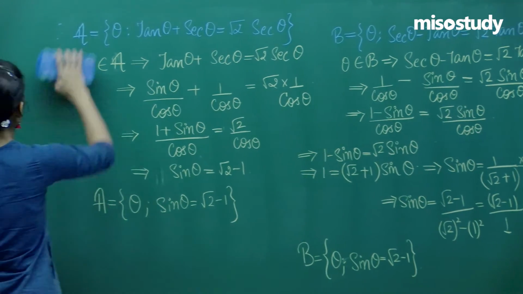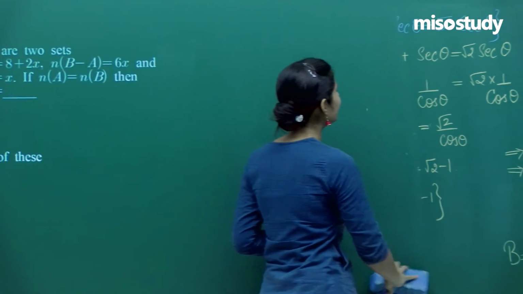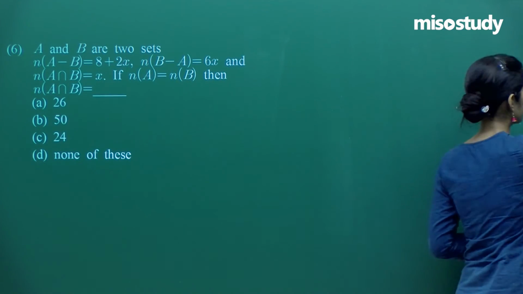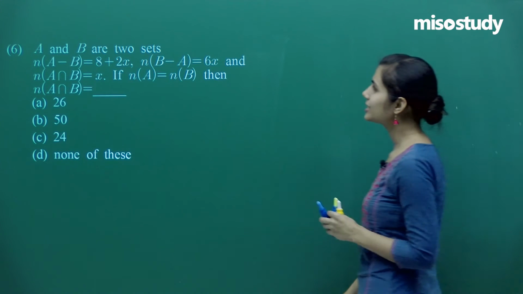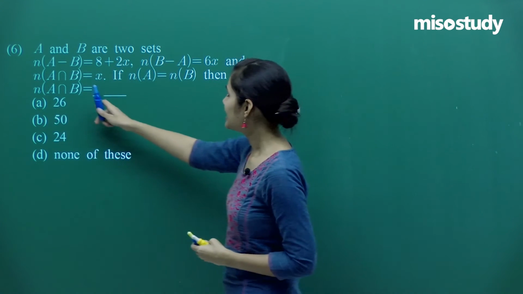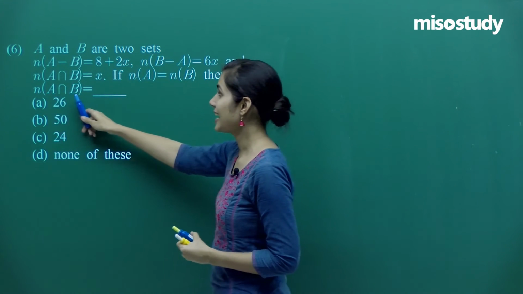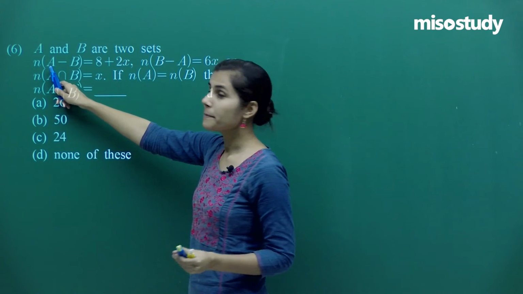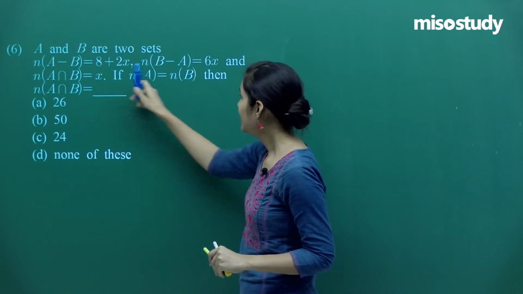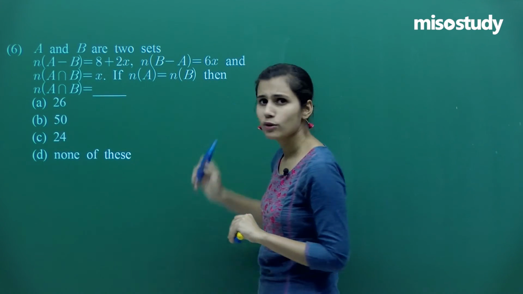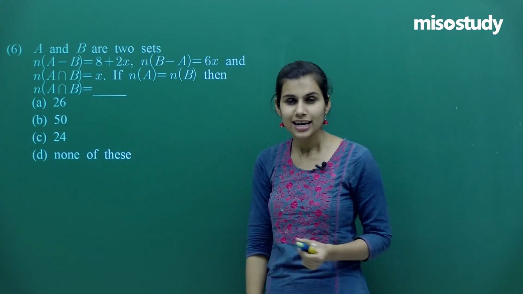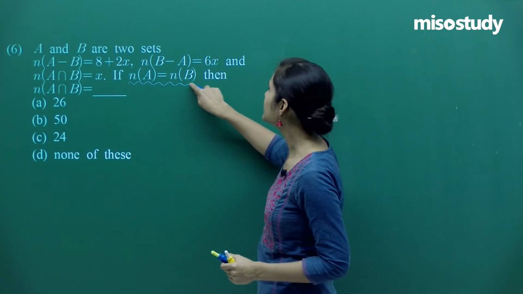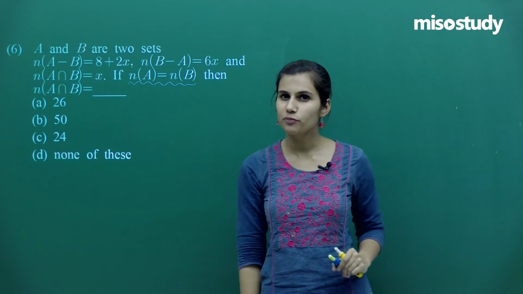I have already presented question number 6 before you. Take a look and be prepared with the solution sets. Question number 6 is giving us two distinct sets A and B. It is asking for the number of members in A intersection B, provided the number of members in A minus B is 8 plus 2x and the number of members in B minus A is 6x. What is x? X is the same thing it is asking, because the number of members in A intersection B is x. One more fact is given, superbly important: the number of members in A is equal to the number of members in B.